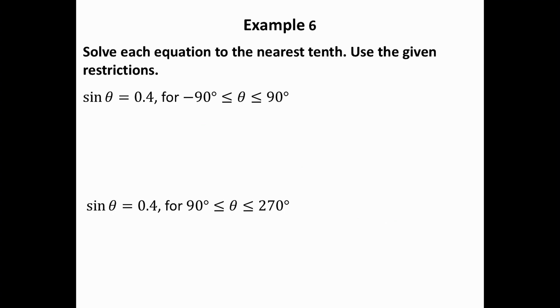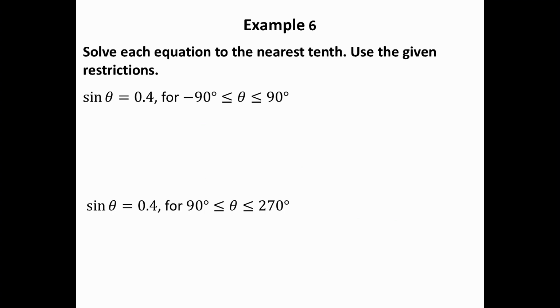This one, we're asked to solve each of these to the nearest tenth using the given restrictions. So now you'll notice these are very similar problems. It says, what's the sine of theta equals 0.4 for negative 90 degrees less than or equal to theta less than or equal to 90 degrees. So we're looking in quadrants 1 and 4. Before we use the calculator, I'm getting ahead of myself, sorry.